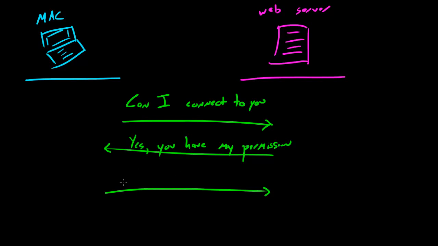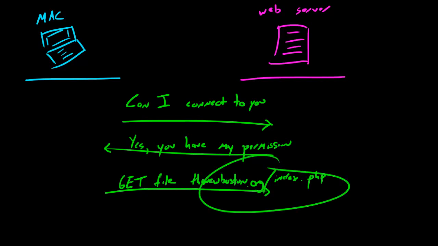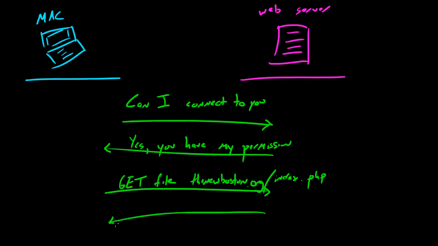So it's going to send a request that looks like this: GET, and we'll talk about why I wrote GET in a little bit, and the file, which is just going to be thenewboston.org/index, or tutorials.php or something like that. So this is the file that it's asking for, and in return, of course, the web server sends the file to the Mac, and the Mac interprets it and views it as a website. Everyone is happy. So let's take a step back and learn why this exchange was successful.